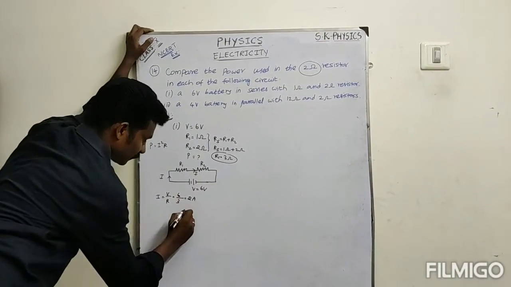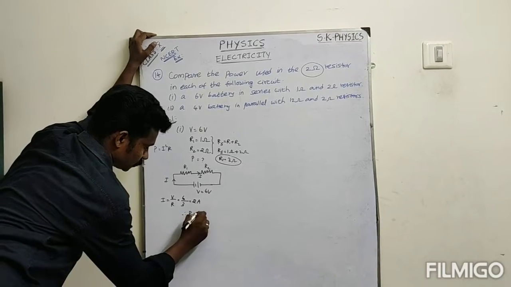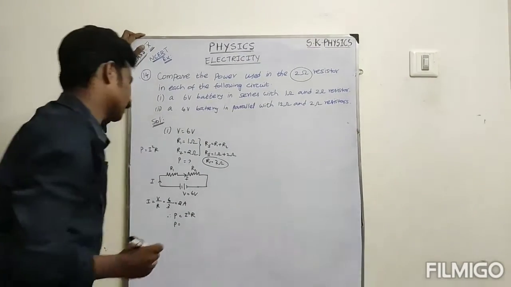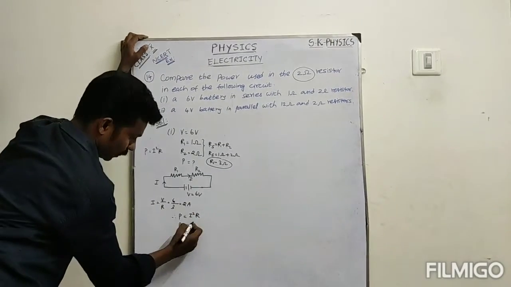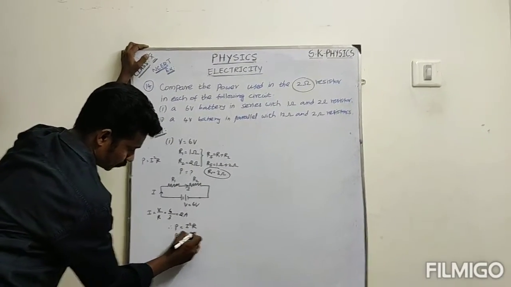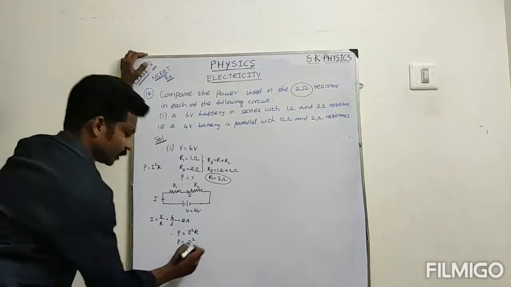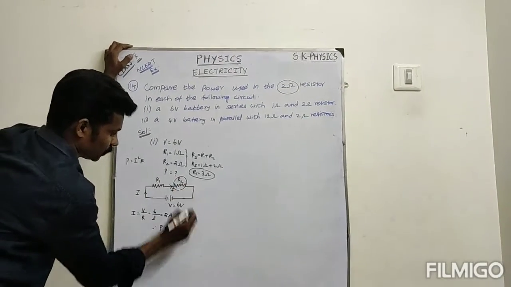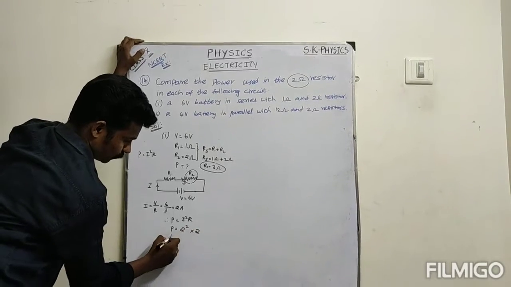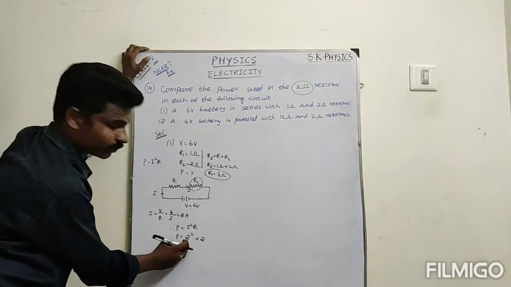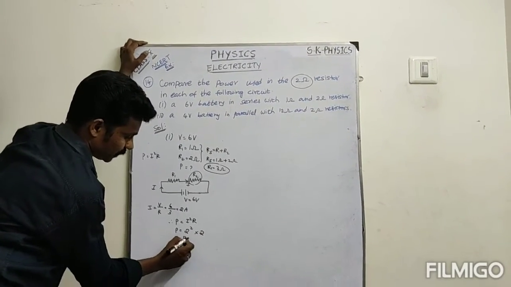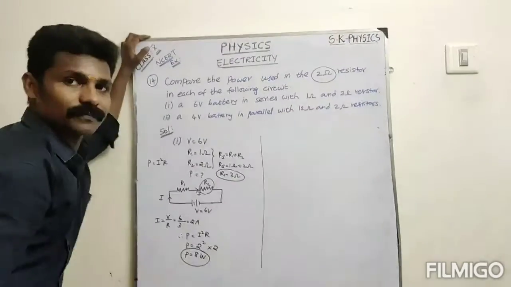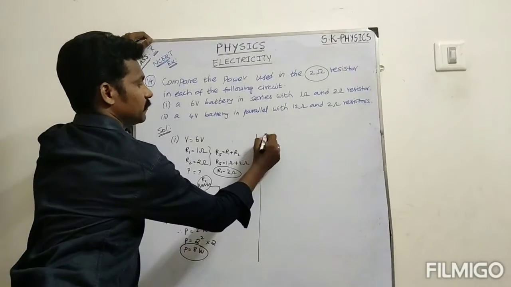So now power is equal to I squared R. What about the I squared value? That is 2 ampere squared. Then into the R value. The R value, specifically, we are going to calculate for the 2 ohm. So power is equal to 2 squared is 4, 4 into 2 is 8. So 8 watt is the answer. Okay, now the first question is over. Now see the second question.